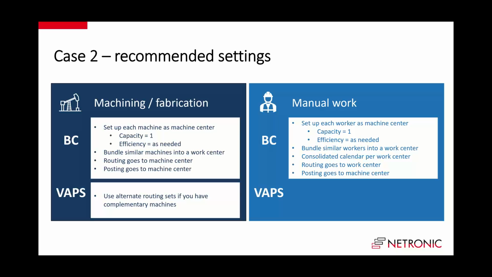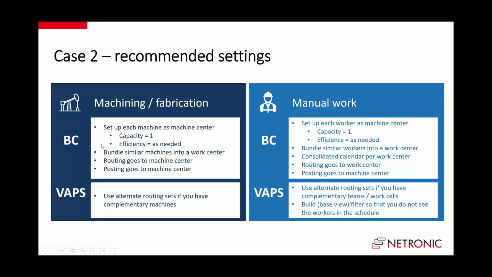When it comes to the VAPS, definitely, if you have complementary machines, so for example, if you have 2 CNC machines and they can do the same kind of work, then we definitely recommend that you work with the alternate routing sets that are part of the VAPS functionality, and that I will show you in a minute. So this is something that we definitely encourage you to use.